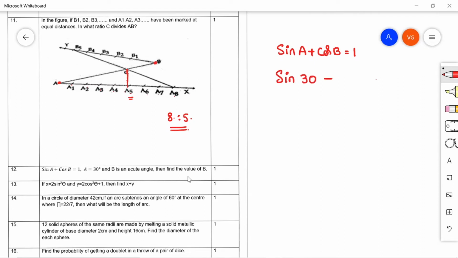Sin 30 plus cos B is equal to 1. What is sin 30 value? 1 by 2. So cos B is equal to 1 minus sin 30, that is half. 1 minus half is half. So cos B is equal to half means B is equal to 60 degrees here.